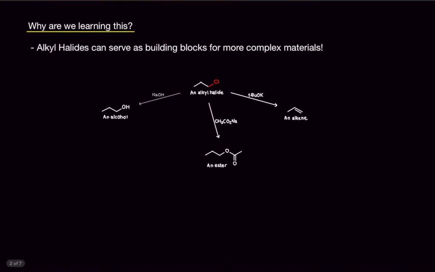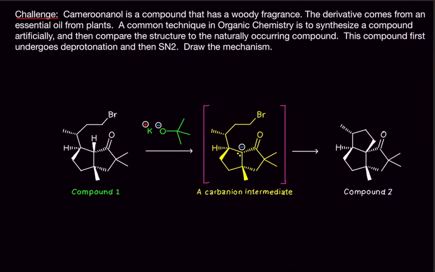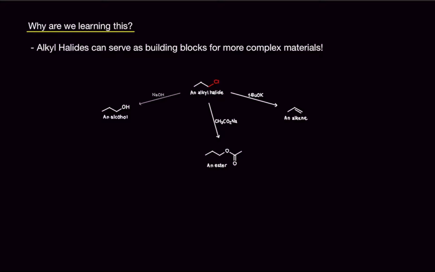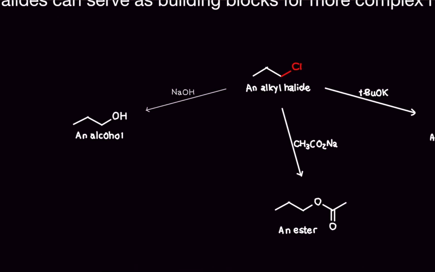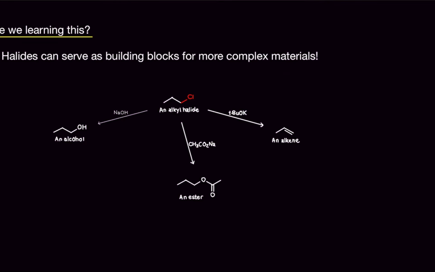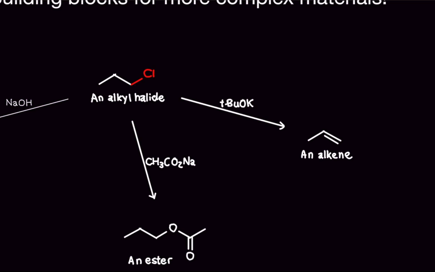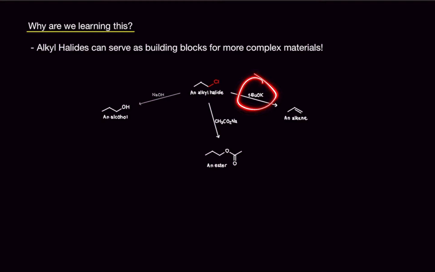So why are we learning this? Well, alkyl halides basically serve as building blocks for more complex materials. So say if I wanted to make something like this, right? Well, it actually starts with alkyl halides. It could start with alkyl halides. So that is why we use this. All right, this is why we use alkyl halides, because we can convert an alkyl halide to an alcohol, for example, using sodium hydroxide. Or we can use an alkyl halide and turn it into an alkene using tert-butoxide. Or rather, potassium tert-butoxide, I should say. That's why we learned this.